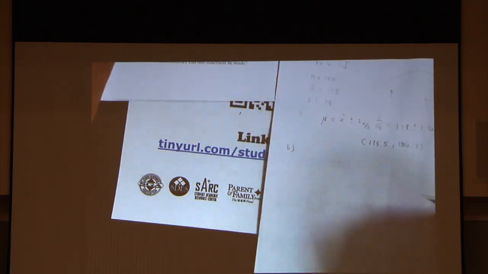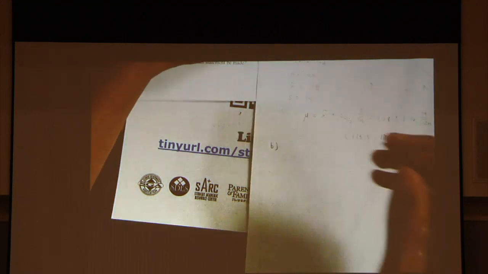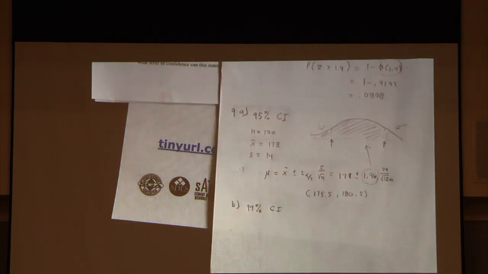And for B, they want 99%. So A was here, so now we want a 99%. Like I said, it should widen the confidence interval, right? Confidence. So for this one, we said 2.58.